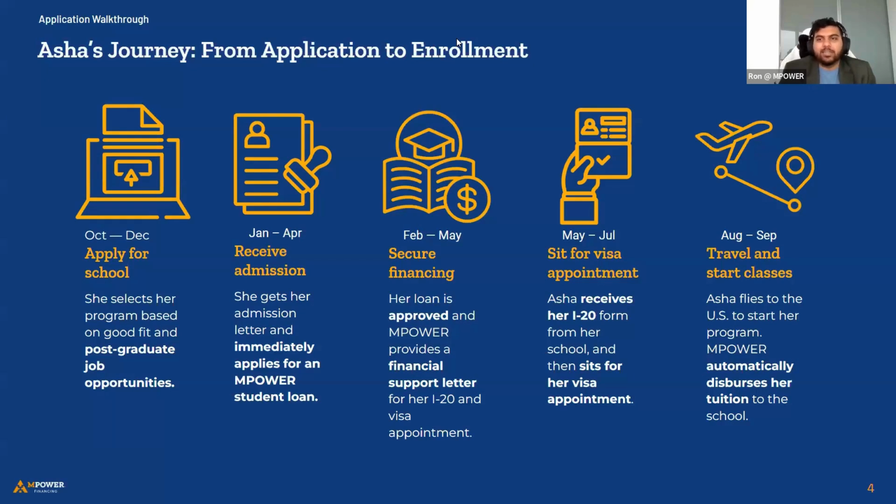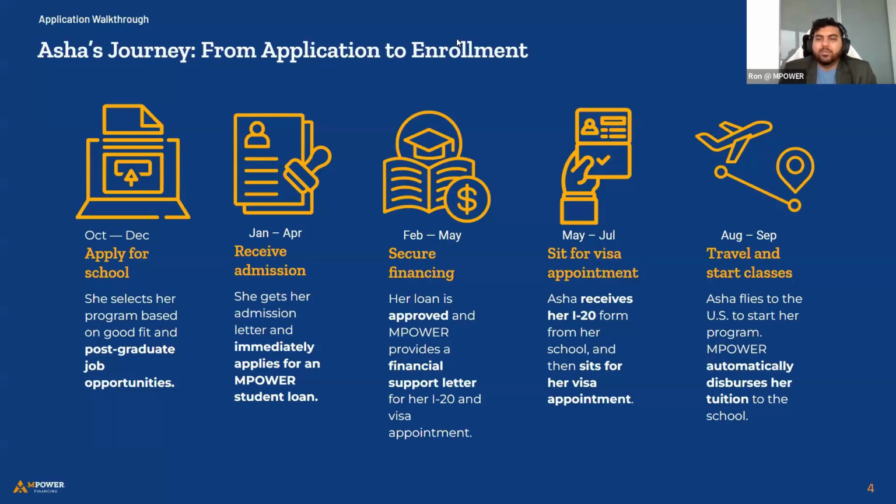As soon as she gets an admission letter, she starts applying for loans because she needs to figure out her funding. Usually the timeline is from February to May. A lot of companies take much longer. Empower is pretty quick with this. We try to give out decisions between 5 to 7 business days. Her loan gets approved through Empower, and she gets a support letter to get her I-20 and visa appointments as well. This will help her actually move to the country.